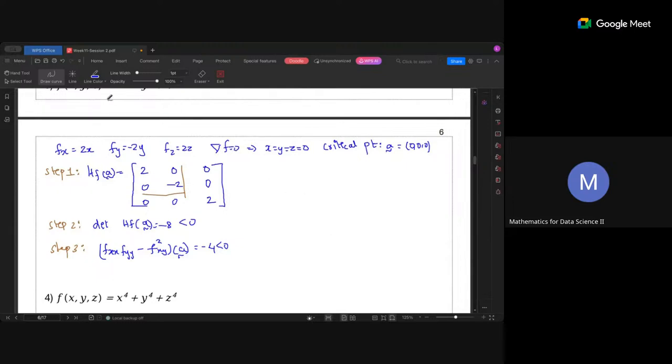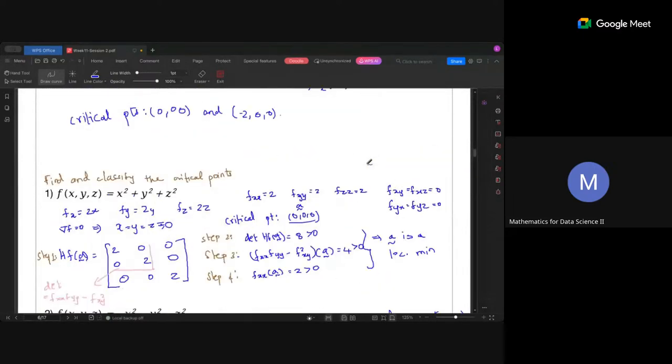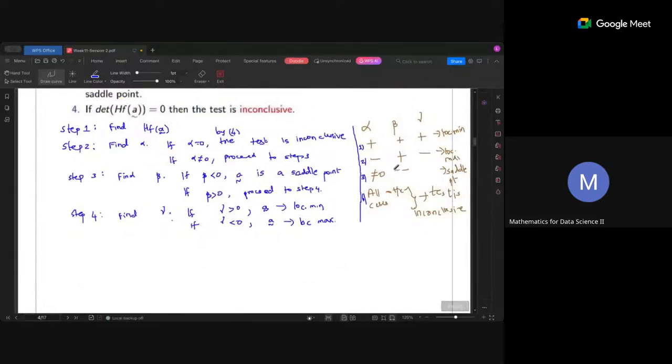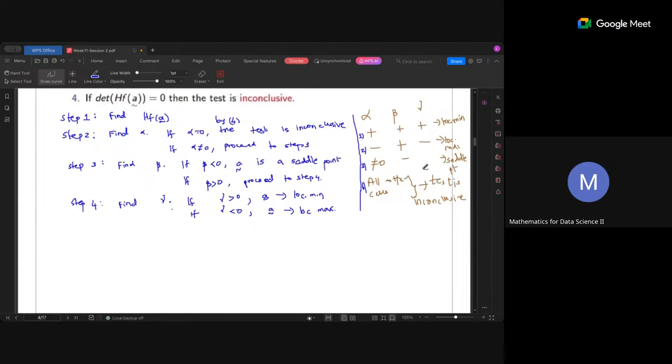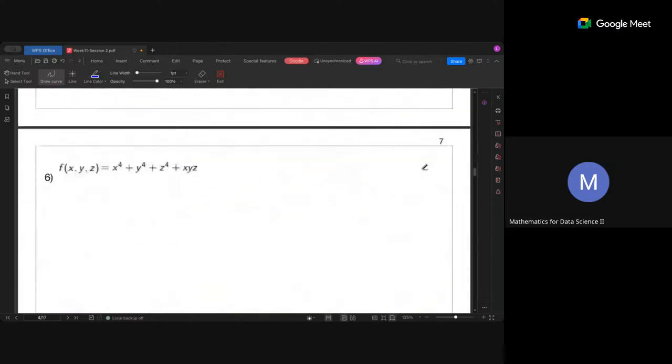So now what is your step 4? What is it that you need to calculate in step 4? In step 4, you find fxx at a tilde. So fxx at a tilde is 2. Now your 2 means this is a positive value. So now you see that here, if it is non-zero or negative, whatever the value, it is going to be a saddle point. So you don't even have to find this straight away. You can in fact write that this is a saddle point.